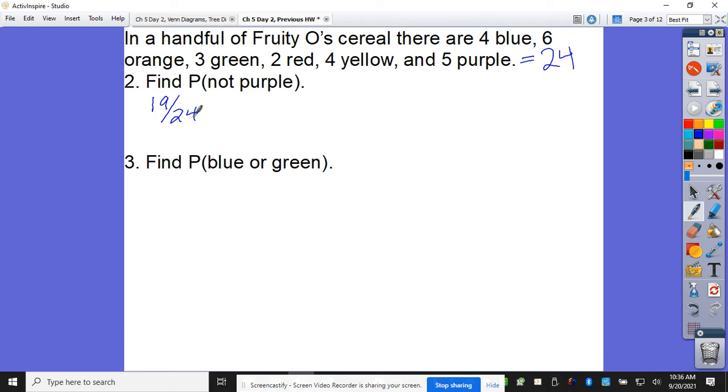Number 3 says find the probability that it was blue or green. Or mathematically means what? Plus. Can it be both of those at the same time? Can one be both? No, so I don't have to subtract anything. Blue is 4 and green is 3, so it's 7 out of 24.